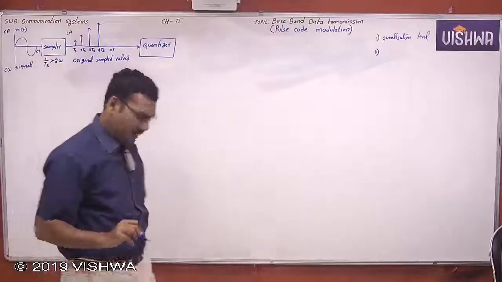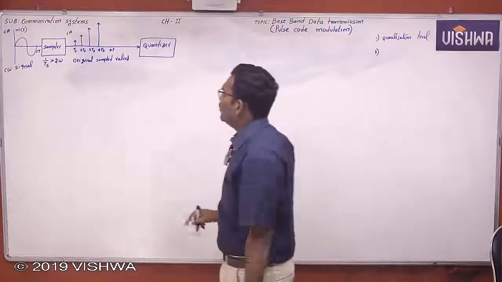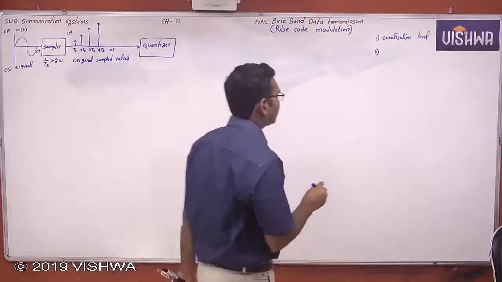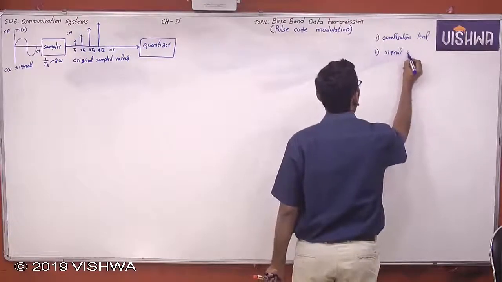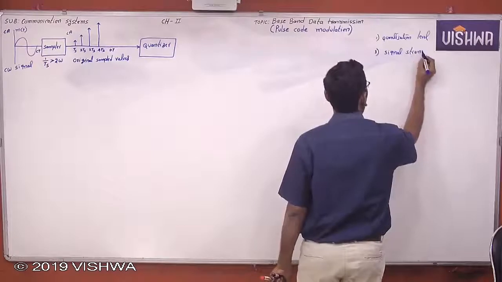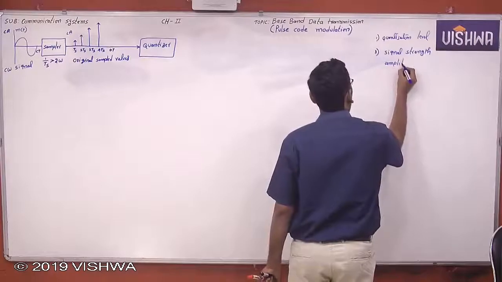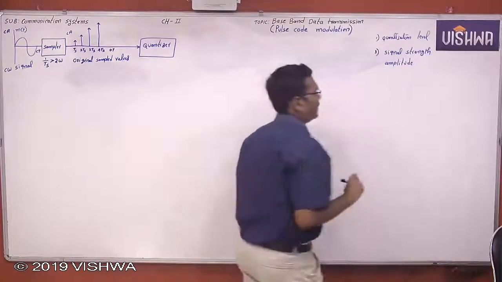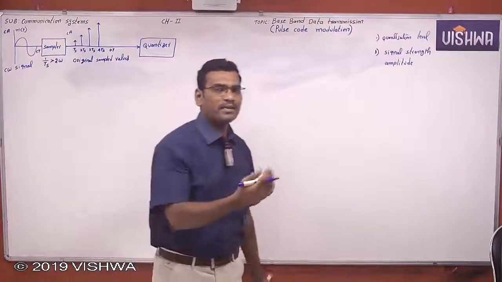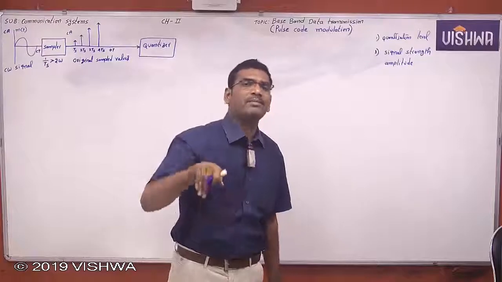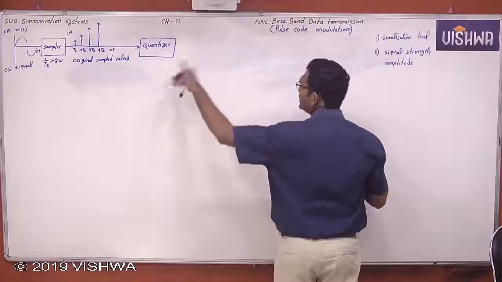To identify the number of quantization levels, we also require signal strength boundaries, signal strength amplitudes. What is this? First we will require what type of signal we are transmitting, what is the peak amplitude, what is the minimum amplitude, what is the frequency. This is the signal strength amplitudes we require to design a quantizer.